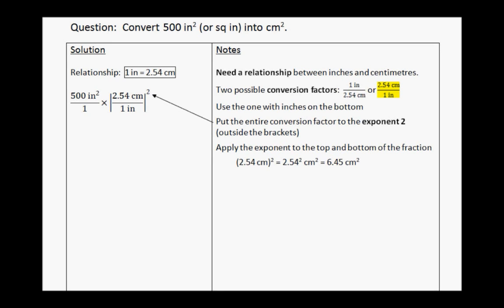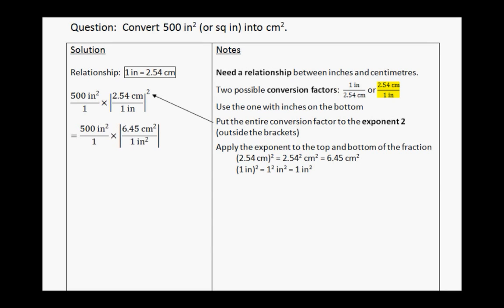So what I just did was take this whole top, 2.54 centimeters, and it became 2.54 squared and centimeters squared. The 2.54 squared is 6.45, and centimeters squared is just centimeters squared. And now doing the same thing with the bottom of the fraction, I get 1 squared is 1, and inches squared is just inches squared. So I did the bottom the exact same way as the top, and this is the result.